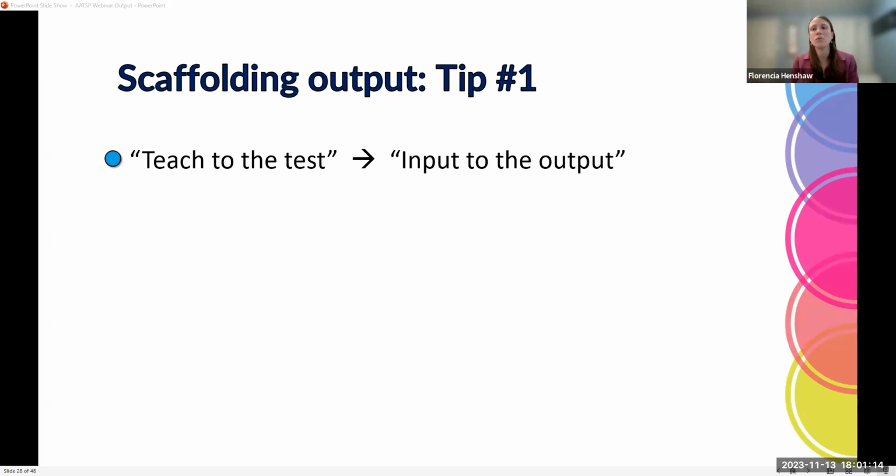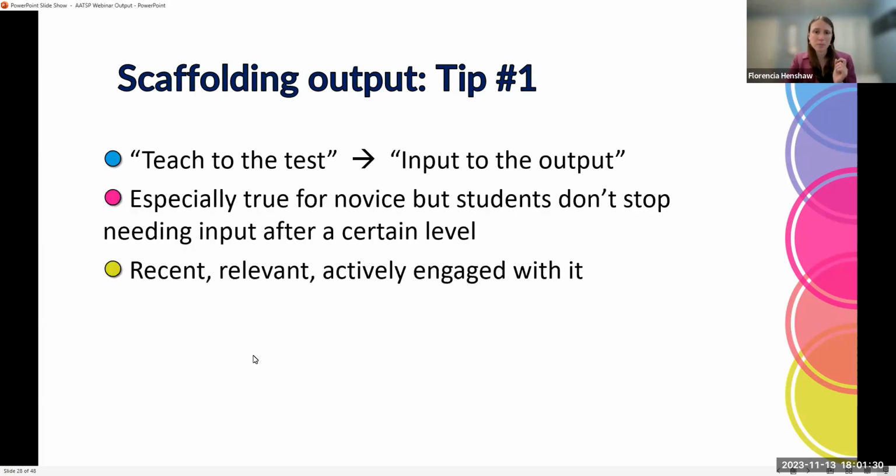Very similarly, input to the output. What type of output are you expecting out of your students? Hopefully realistic output. Then make sure that you provide a lot of that input that is going to be very useful for that output. And that means that it needs to be recent, relevant, and the students need to be actively engaged with it. This is absolutely true for novice students. I think a lot of teachers who teach the lower levels, they do know, well, yeah, they're going to need a lot more input, but students don't stop needing input after a certain level.